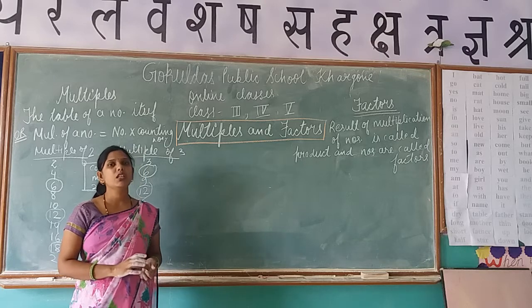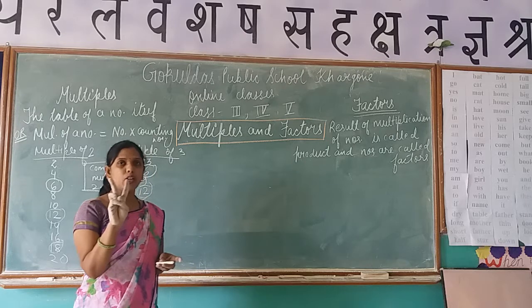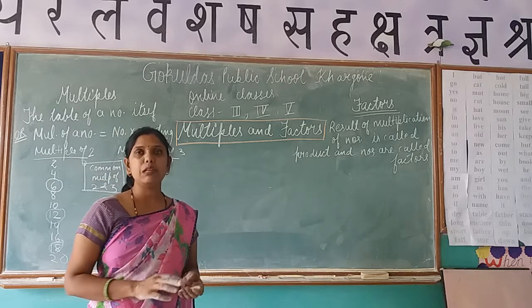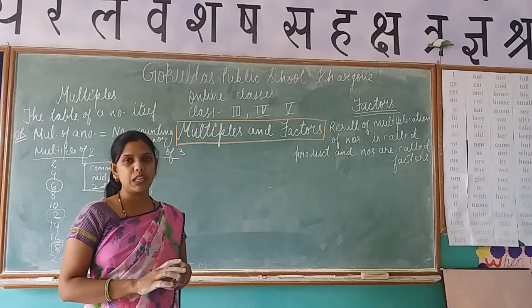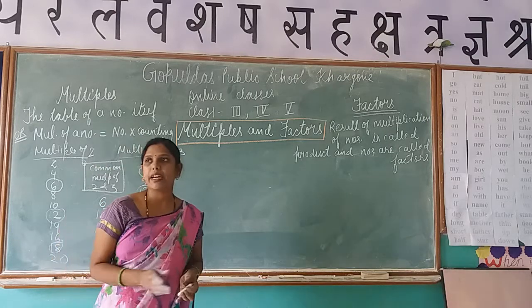And there is another definition of factors: if we are multiplying two numbers, for example 2 and 3, the result we get is 6.